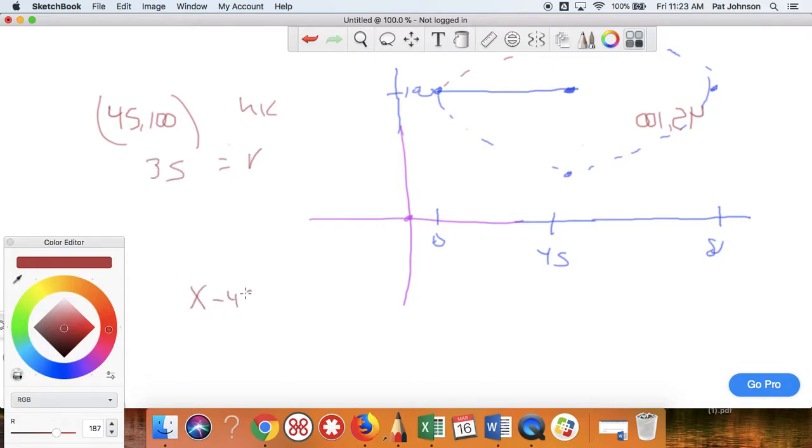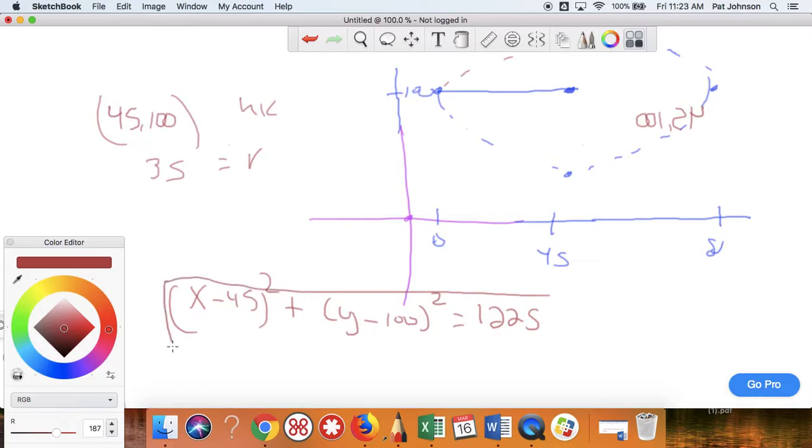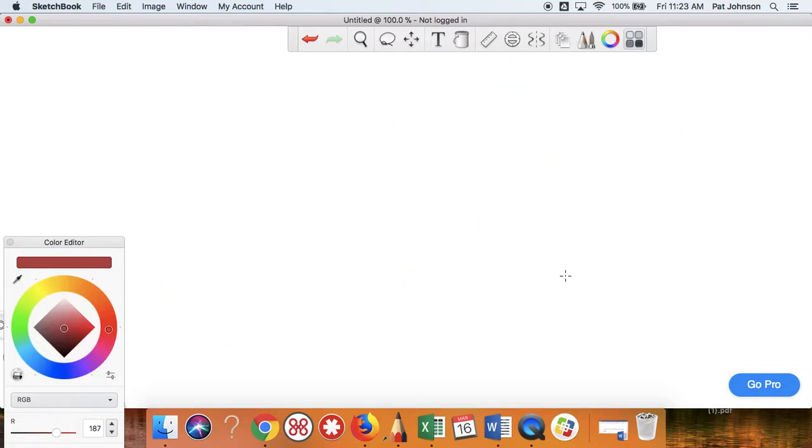X minus 45 squared plus Y minus 100 squared equals 35 squared, which is 1225. There's my equation. Circles are really simple. You just got to know you have H, K, your center, and your radius R. All right, so let's look at example 2.